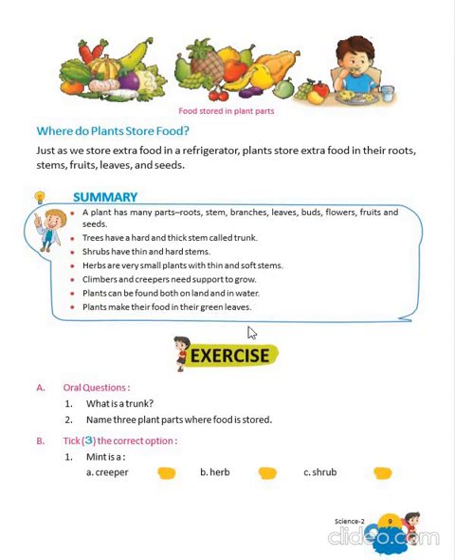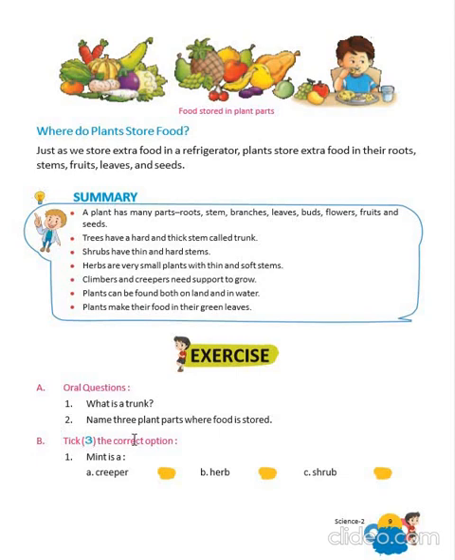Now come to exercise. Come to A. Oral questions. What is a trunk? A trunk is a hard and thick stem found in trees. Now come to second. Name 3 plant parts where food is stored. Roots, stems and fruits.